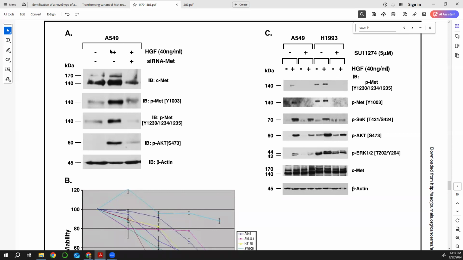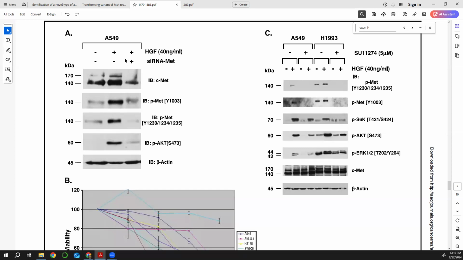Now you add hepatocyte growth factor, you expect MET to be autophosphorylated, and it is. You also expect that AKT signaling would be activated as well, and it is, because AKT is now phosphorylated. And this difference here is not due to more loading, because you see that the actin levels are the same, or similar.